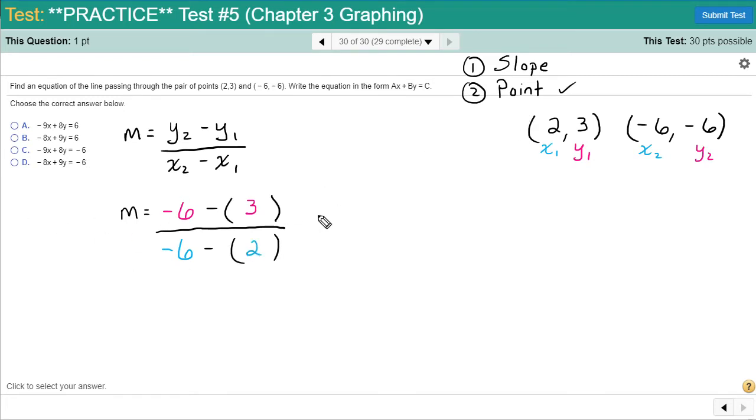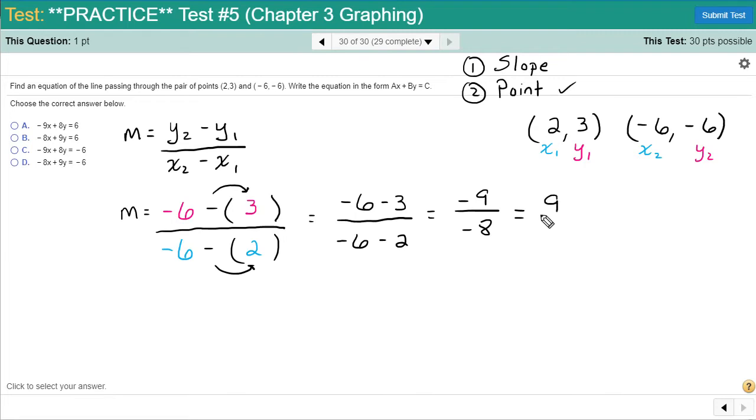All right, so cleaning this up, we will, of course, distribute and distribute. So we're going to have -6 minus 3 in our numerator, all over -6 minus 2. So we end up with -9 over -8. And of course, as we've seen in previous examples, we know a negative divided by a negative is always positive. So we end up with a slope of +9 over 8. So I'm going to go ahead and write that up here. So our slope is +9 over 8.